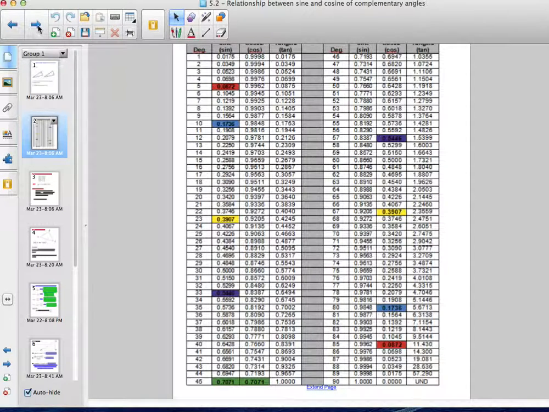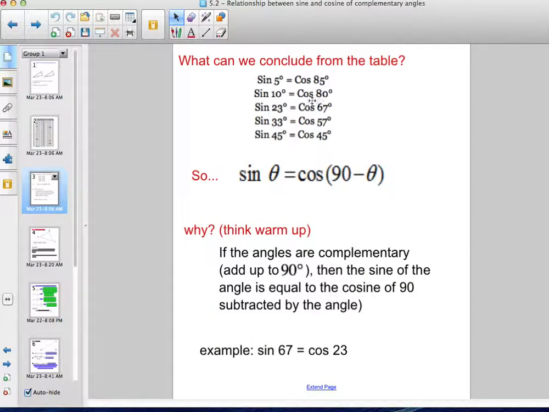So what does that all mean? Well, from the table, I already made these conclusions, right? Sine of 5 is equal to cosine of 85. Sine 10, cosine 80, right? All of these numbers, 5 and 85, 10 and 80, 23 and 67, 33 and 57, and 45 and 45, they all add up to that 90 degrees. So what can we conclude?